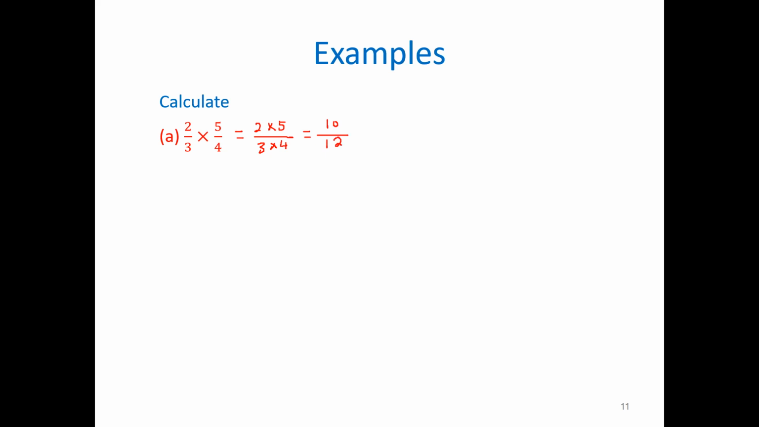Now, this is the answer, but we have to simplify it. How to simplify it? Let's see if there is a common term that can be cancelled between the numerator and denominator. Is there any common term? Yes, there is. Because we can divide 10 by 2, and we can divide 12 by 2. So 10 divided by 2 is 5, and 12 by 2 is 6. So this is the final answer in its simplest form. Okay, so this is the solution here.